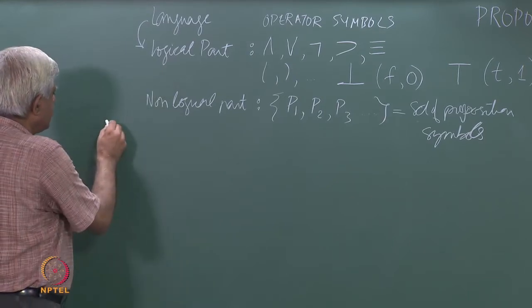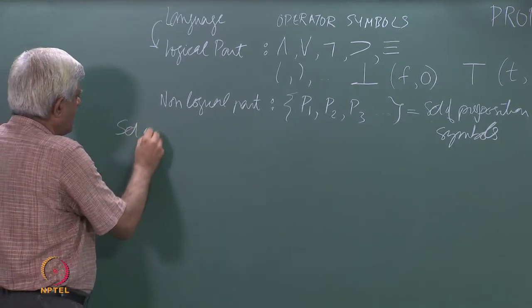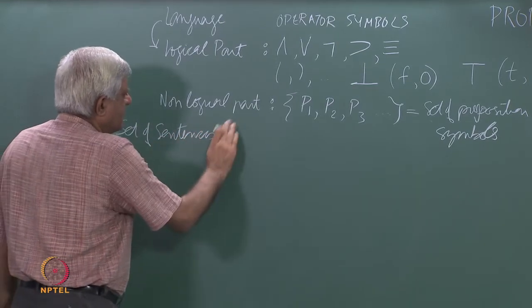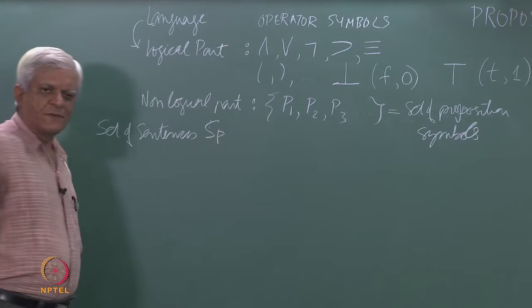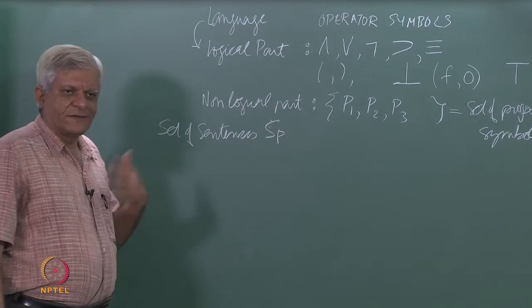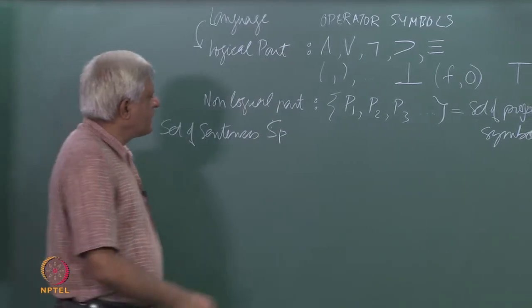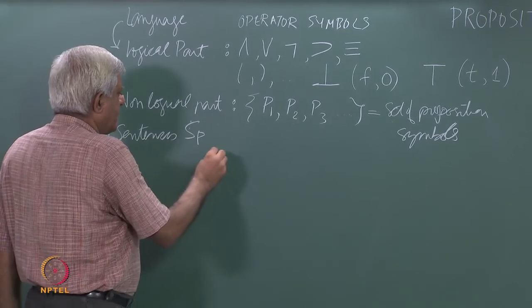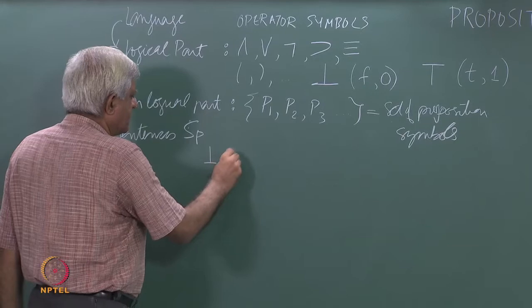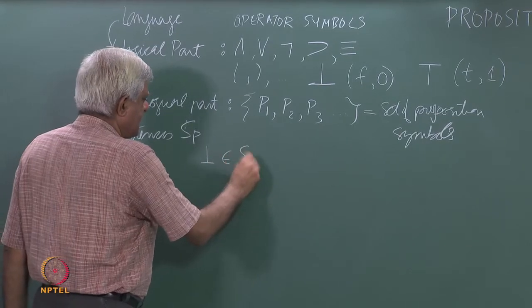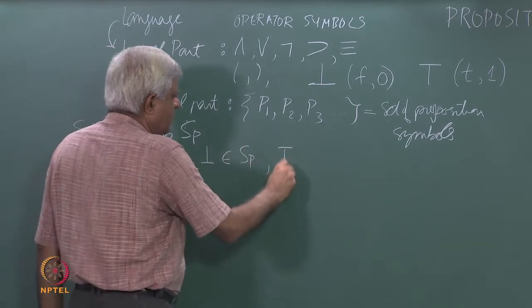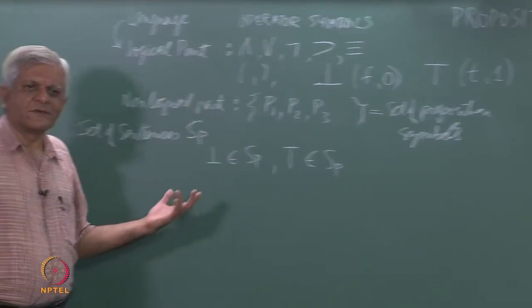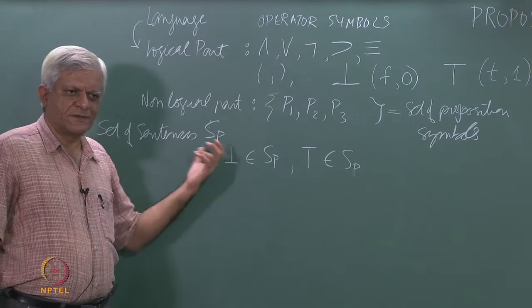So, the set of sentences, let us call it SP, where P stands for propositional logic, is defined as follows: that this belongs to this set, top belongs to this set. So, of course, you know they stand for something which is always true and something which is always false.